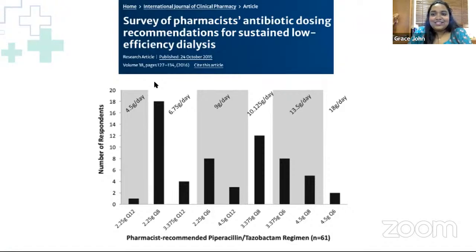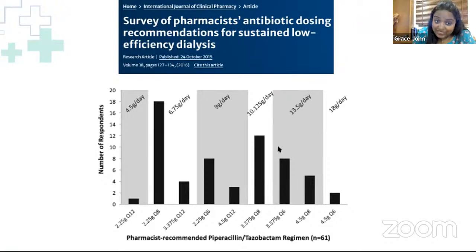This was a very interesting survey, and I've just taken one of the tables from that literature. Out of 20 respondents, they asked 20 pharmacists how they would dose piperacillin tazobactam for a patient in AKI on SLED. You can see the wide distribution of these curves. That means each person said different things. Most people said 2.25 Q8, and some people said 3.375 Q8.